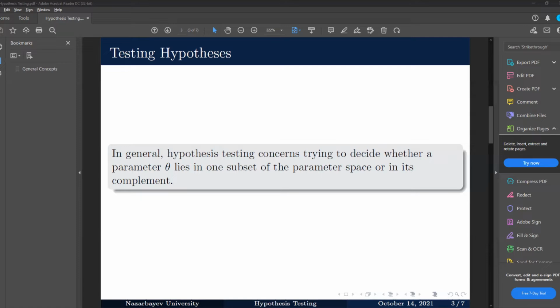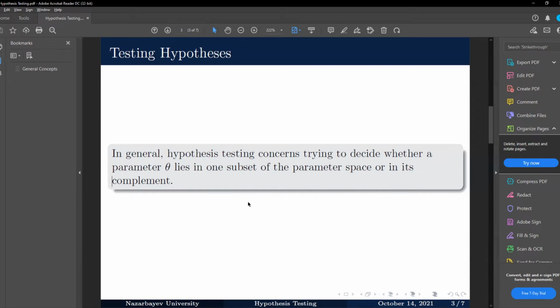So in these cases, we use the following statistical tool known as hypothesis testing. In general, hypothesis testing concerns trying to decide whether a parameter or vector of parameters theta lies in one subset of the parameter space or in its complement. In this course, we'll only have one parameter of interest. So we'll be mainly interested in deciding whether a parameter theta lies in one interval or in its complement, or in another interval.